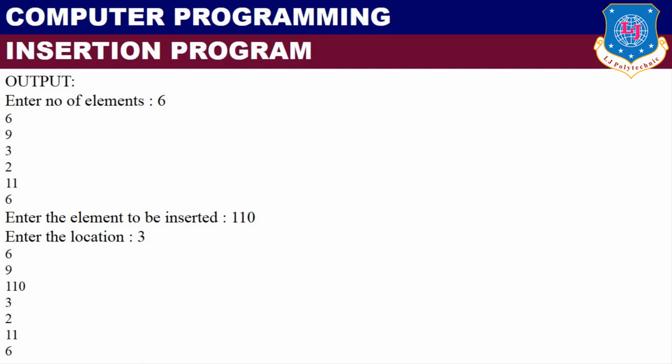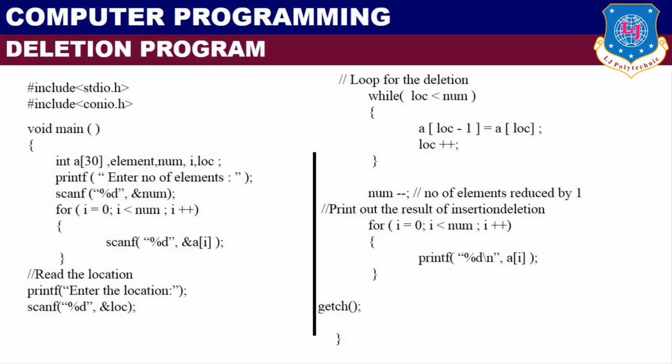Now let's understand the C program of the deletion operation. The same part is common for deletion. #include <stdio.h>, #include <conio.h>, our header files, main function. Here you can see we don't require a new element because we want to delete an existing element. So we require only location, num and our looping variable i. Enter the number of elements, scanf("%d", &num). printf "Enter %d elements", num.